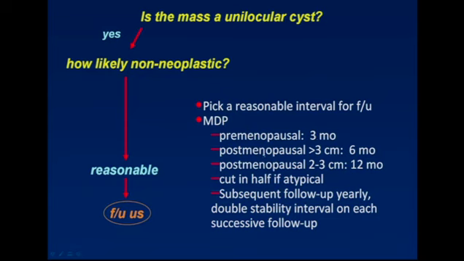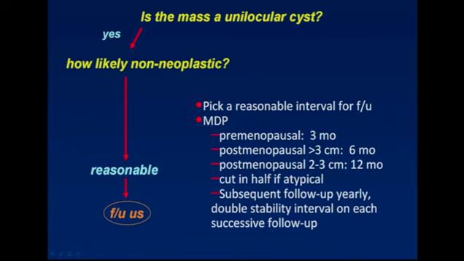If it's a postmenopausal patient and the cyst is over 3 centimeters in size, I'll get the first follow-up in 6 months because that gives me an opportunity to make an assessment as to whether the cyst is increasing in size and gives me another chance to look at the margins of the cyst to make sure that I really believe that it's simple. On the other hand, if it's a smaller cyst, between 2 to 3 centimeters in size in postmenopausal, I do a 12-month follow-up.